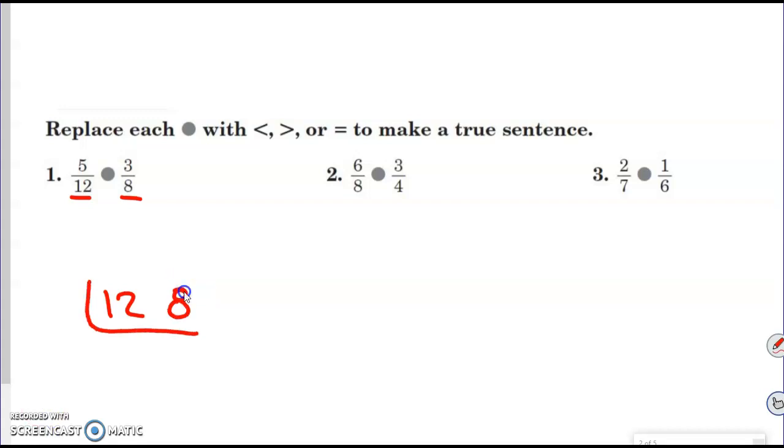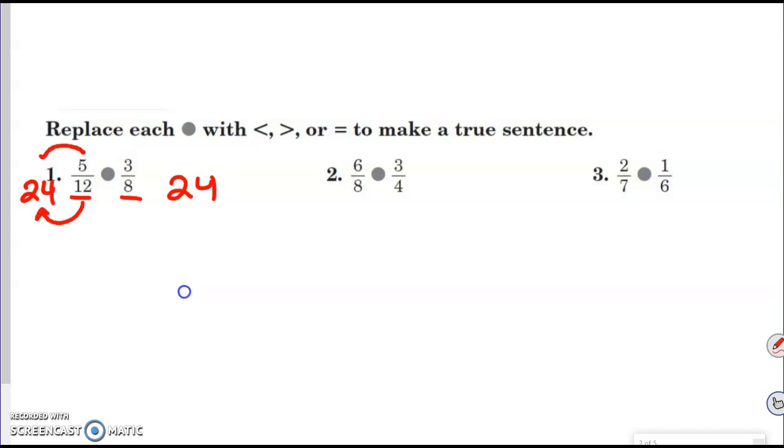And if you think 12 and 8, both divide by 4, get 3 and 2. 4 times 3 is 12, 12 times 2 is 24. Hopefully, you're good enough with your math facts that maybe you came up with 24 on your own. So we would have to change both of these to be 24. 12 times 2 is 24, so 5 times 2 is 10. 8 times 3 is 24, so 3 times 3 is 9. And now I can see that 10/24 or 5/12 is greater than 9/24 or 3/8.